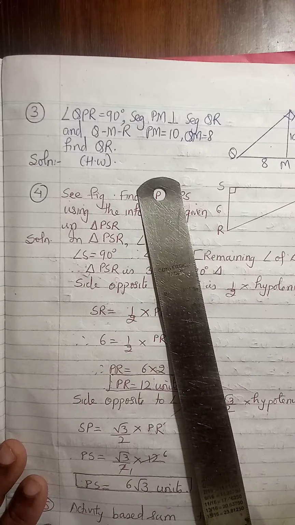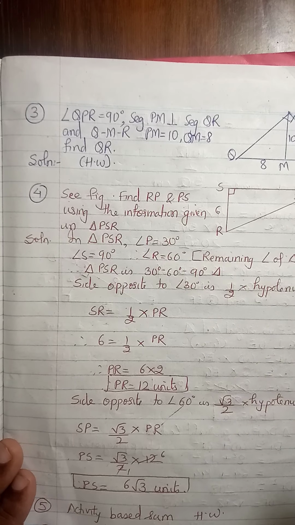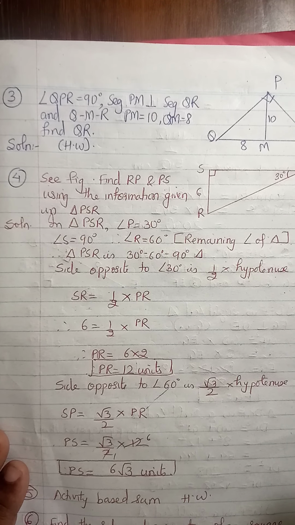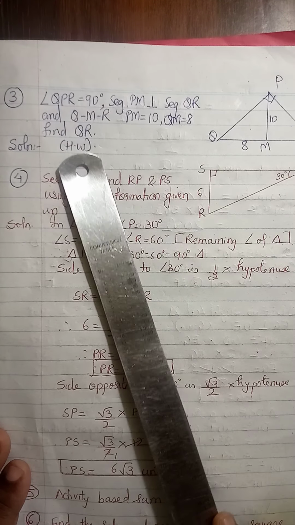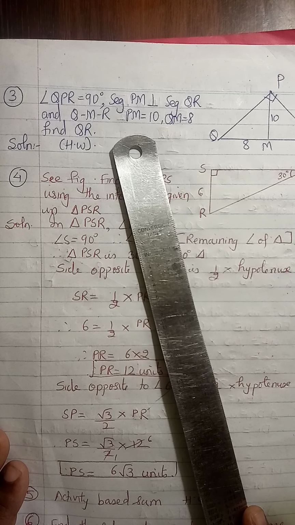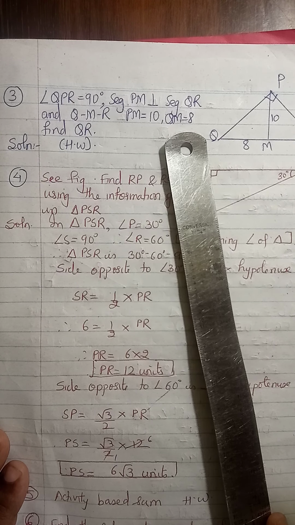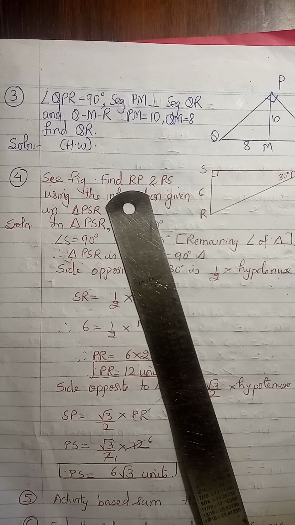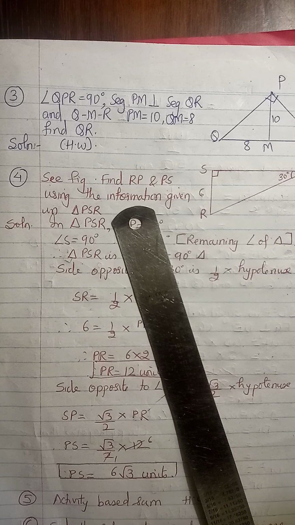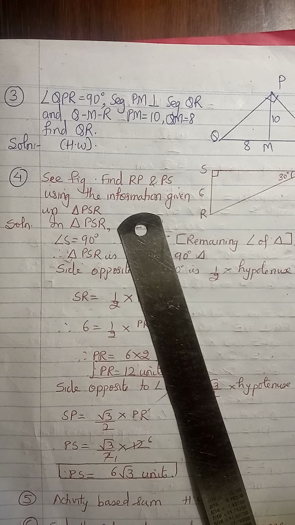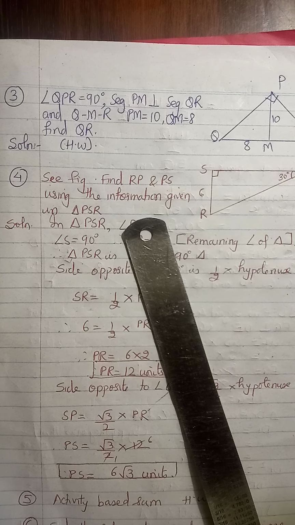Same way, sum number 3 is there. Angle QPR equals 90 degrees. Seg PM perpendicular to QR. PM equals 10, QM equals 8. Find QR. Same as the previous sum, and therefore I assume that you can do it on your own. Therefore, I have given it as a homework.